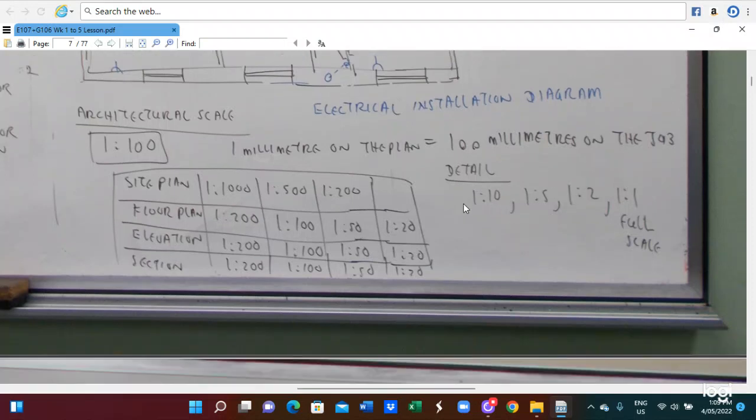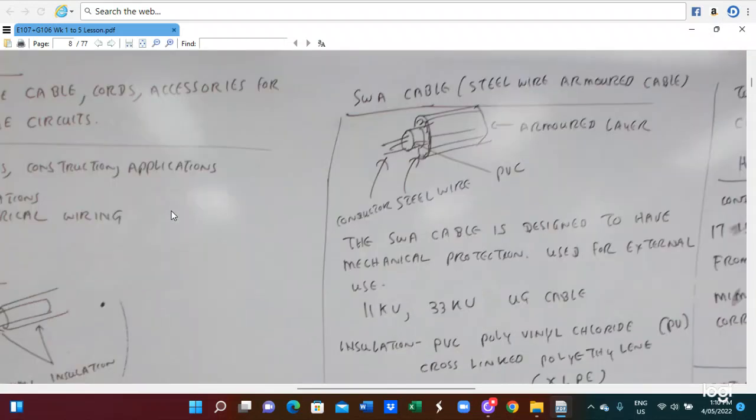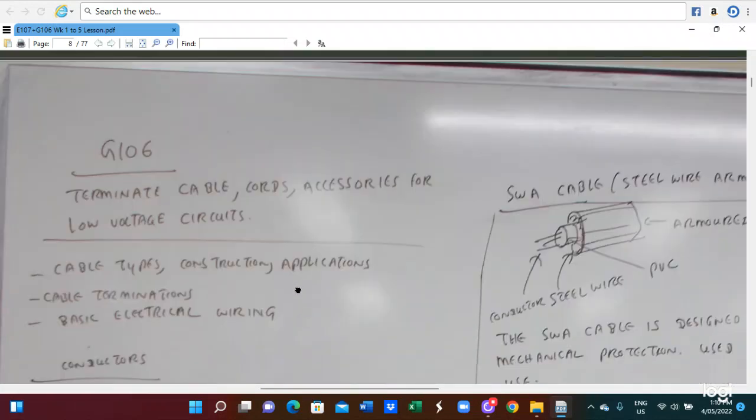For detail drawings you have to provide the scale of 1 to 10, 1 to 5, 1 to 2, and 1 to 1. For the site plan, the scale will be 1 to 1000, 1 to 500, 1 to 200. For the floor plan, you have to use the scales of 1 to 200, 1 to 100, 1 to 50, and 1 to 20. Elevation, 1 to 200, 1 to 100, 1 to 50, and 1 to 20. Site plan, 1 to 200, 1 to 100, 1 to 50, and 1 to 20. So depending on the kind of drawing, this is what kind of scale has to be utilized. This is for the drawing part 1.